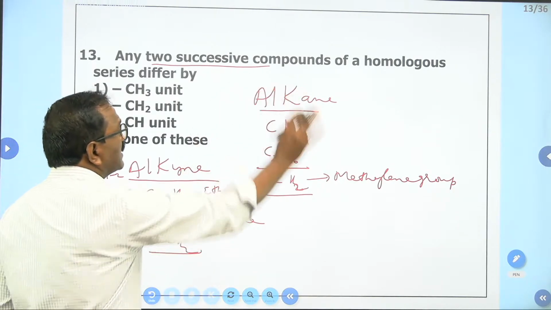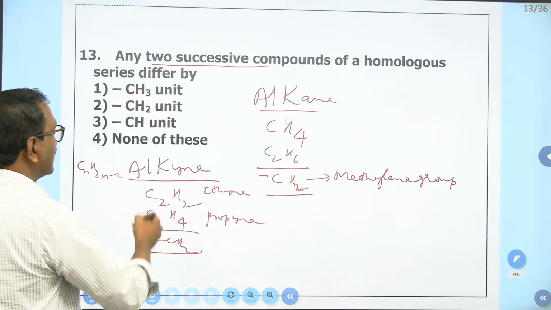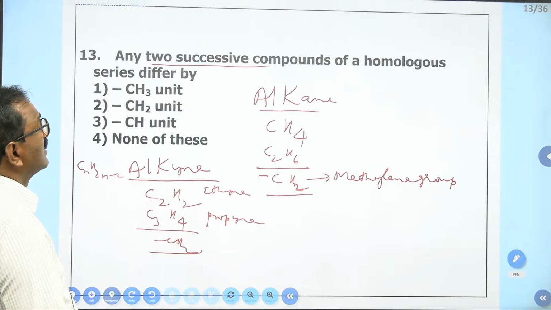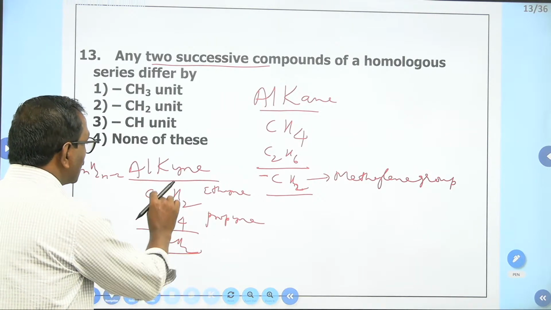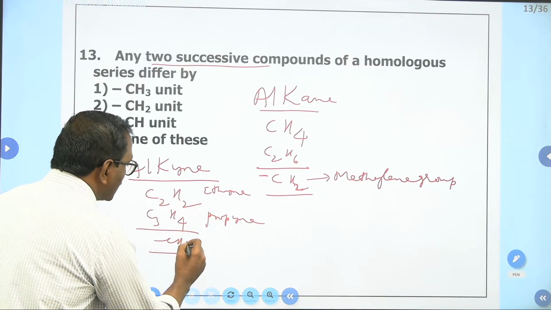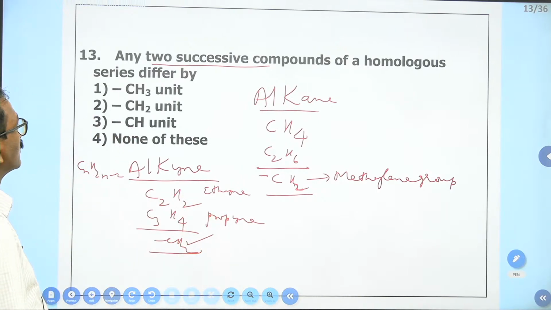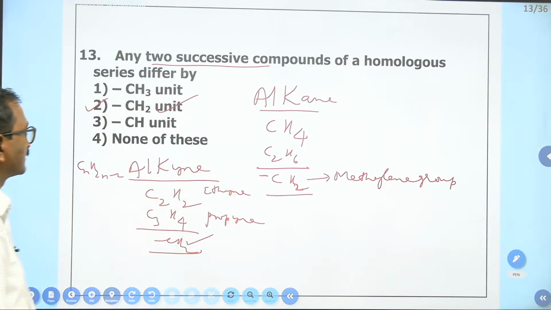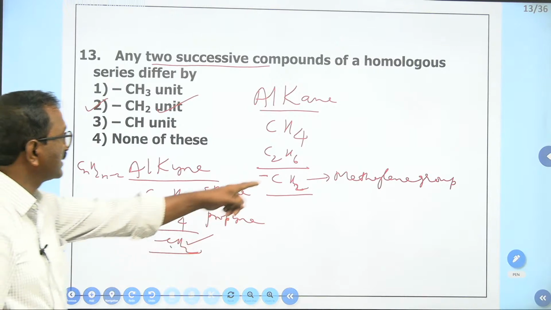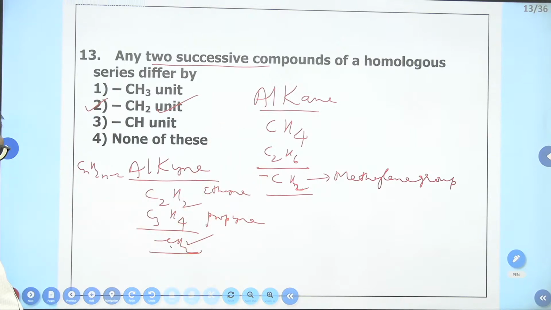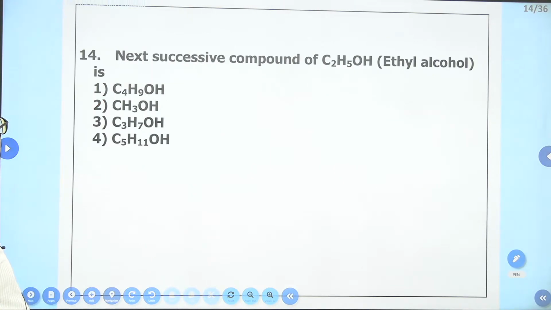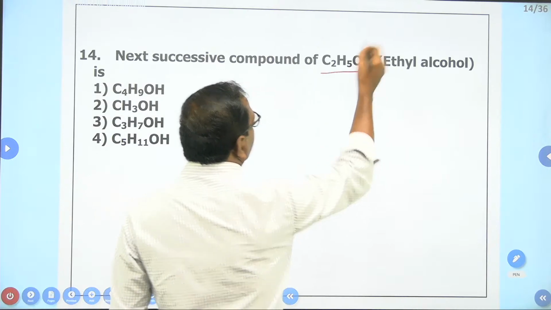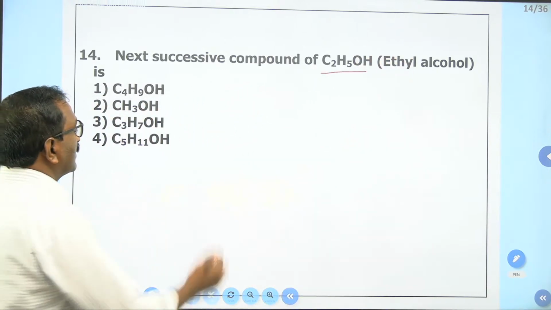So in any homologous series, whether alkane, alcohol, carboxylic acid, esters or ethers, the difference between two successive compounds is always the CH2 group, which is a methylene group. That is there in the second option. The second one is the right answer: two successive members differ by a CH2 group. Now the next question. The next successive compound of ethyl alcohol, the next one, not the previous one. Now check it.